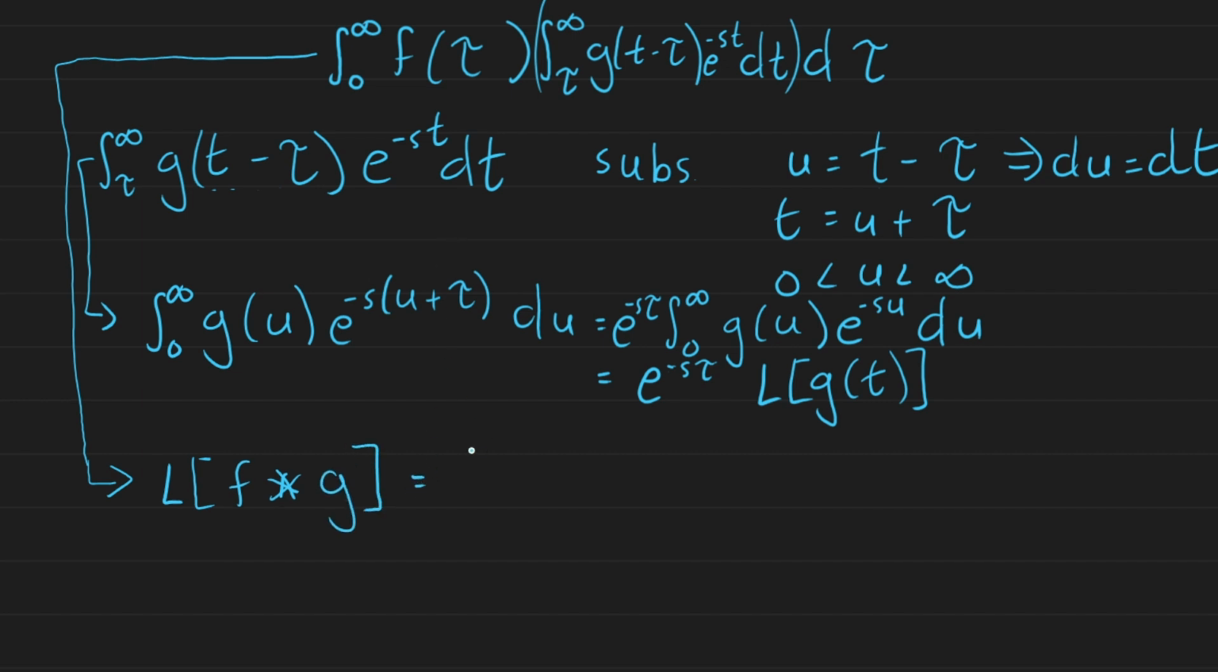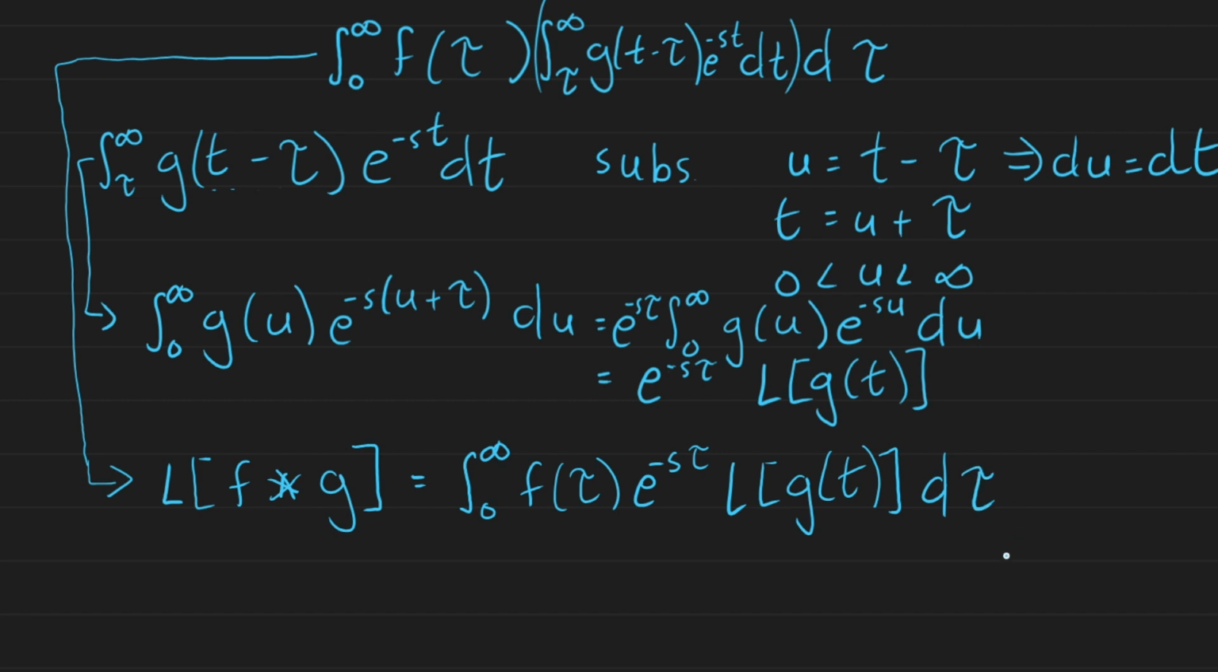is equal to this integral from 0 to infinity. Then we have f of tau. Then we have e to the minus s tau times this Laplace transform of g of t multiplied by d tau. And if we now consider this, what is that? That is just the Laplace transform of f. It's of the same format of our definition of the Laplace transform.